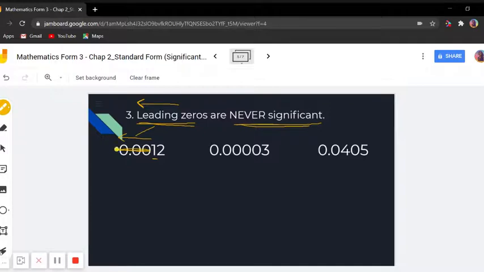This is not a significant number, only the numbers 1 and 2. Numbers 1 and 2 are non-zero numbers, so these will be considered as significant. So how many significant numbers are here? There are 2 significant numbers.